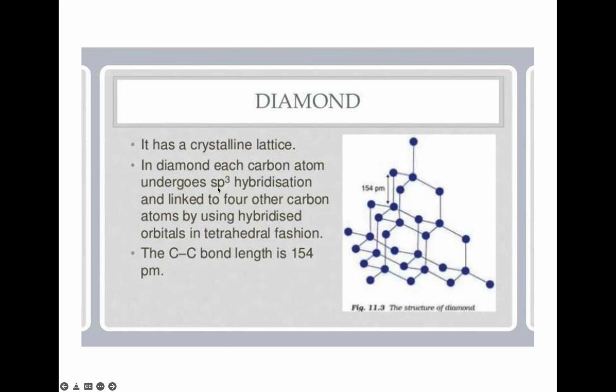Each carbon atom has sp3 hybridization. It's linked to 4 other carbon atoms by using hybridized orbitals in tetrahedral fashion, you can see here, and the C-C bond length between two carbon atoms is 154 pm. This is the structure of the diamond.